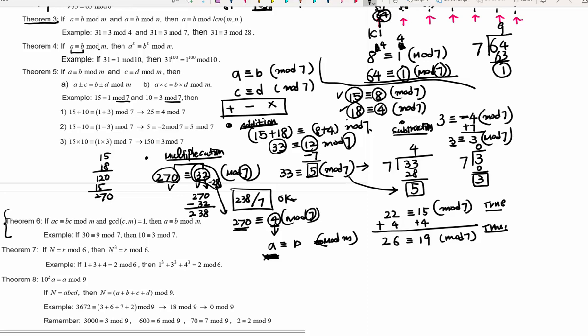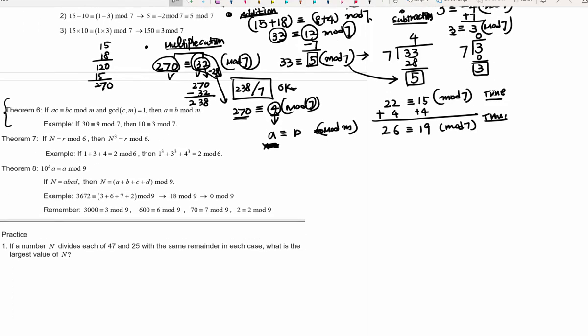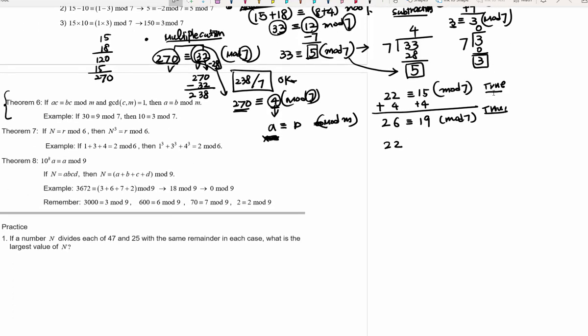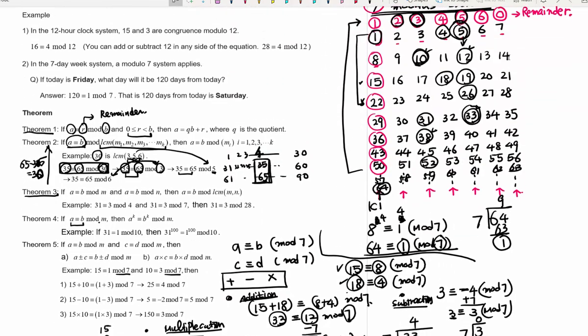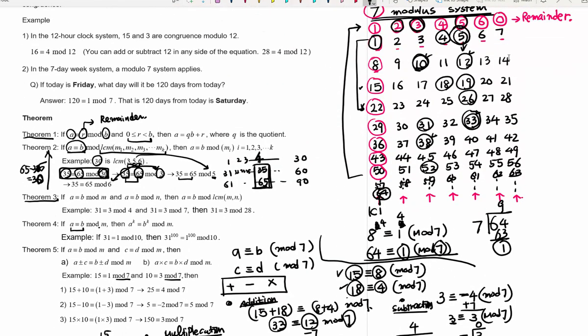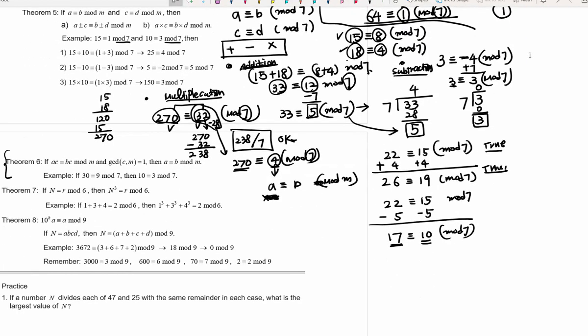I'm gonna use this one. 22 and 15, I'm gonna use these numbers again, okay? 22 is congruent to 15 in mod 7. So I'm gonna take minus 5, minus 5, okay? So that is 17 and 10, mod 7. What that means? This 17 and 10 are in the same column, okay? 17 and 10, where is it? 17 and 10 over here are the same color. Is it okay? Yeah, that arithmetic always works, okay?